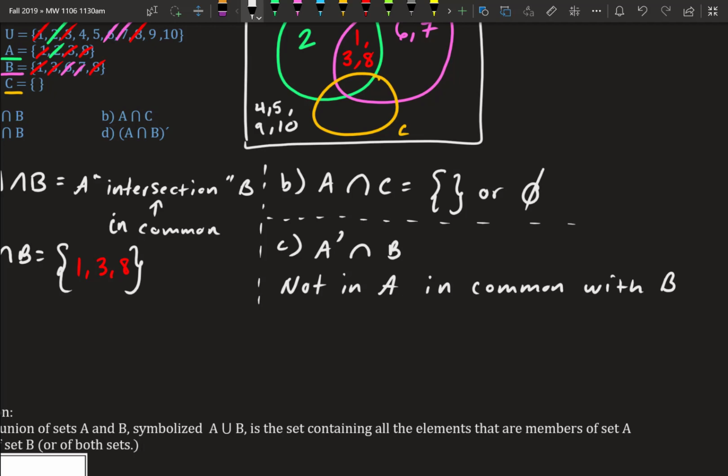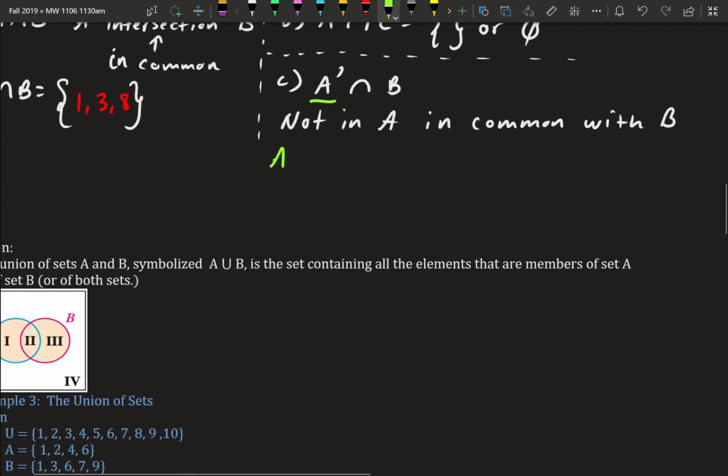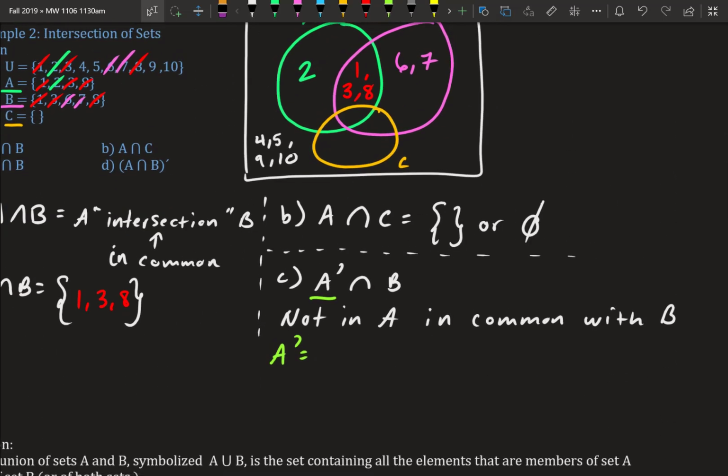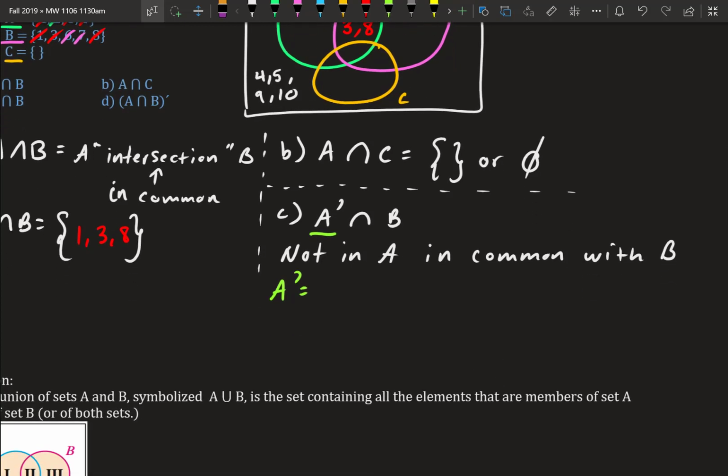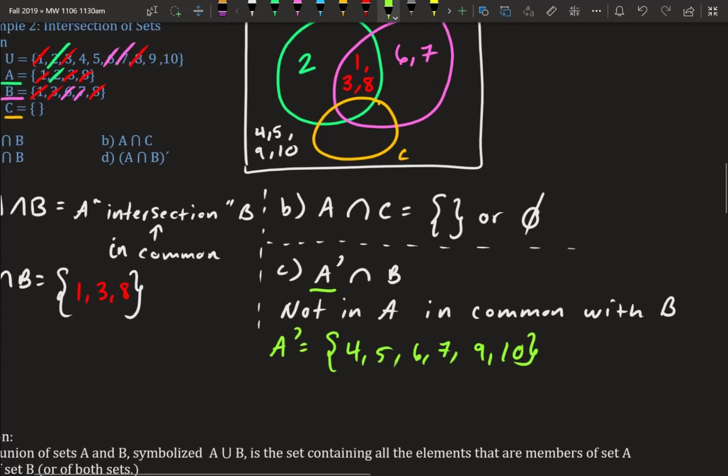So first things first, let's find what not A is. So the complement of A is what is not inside A. So every single number that's not inside A. So inside A, we have 1, 2, 3, and 8. So every single other number that's not inside that green bubble, the bluish green bubble, is 4, 5, 6, 7, 9, 10. That's everything that's not in A.